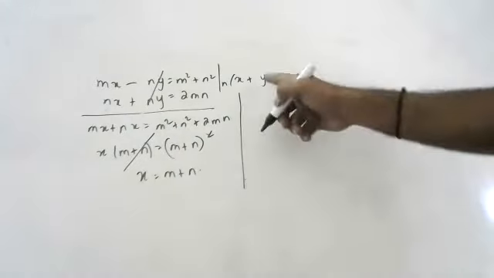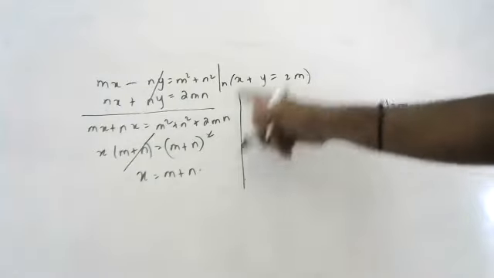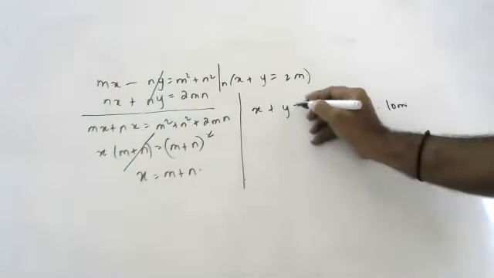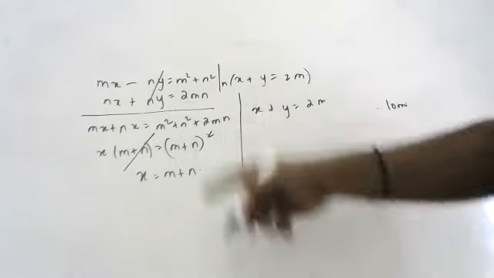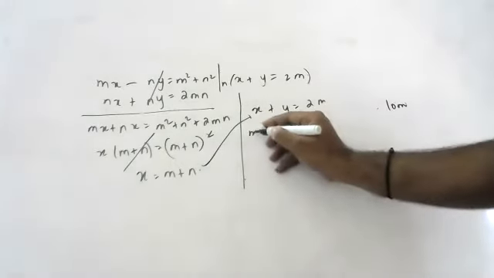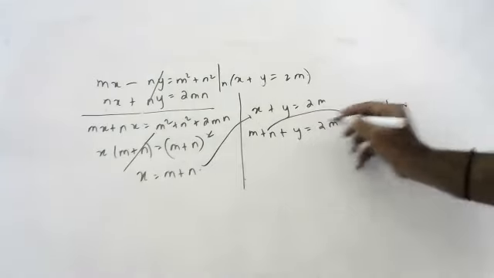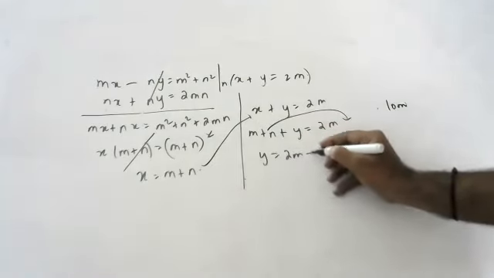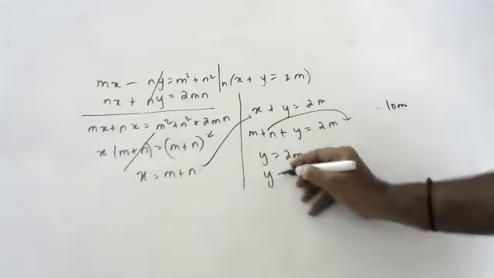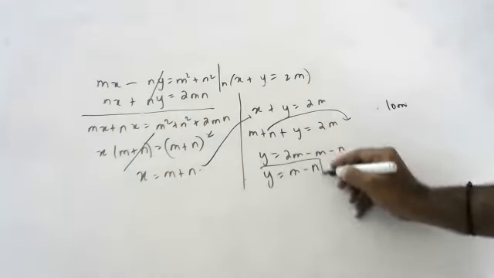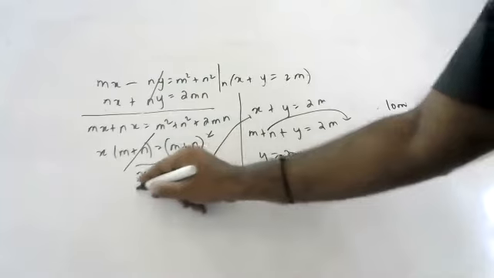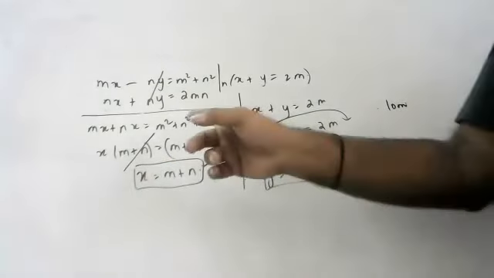Okay. Substitute in this equation. X plus y is equal to 2m is very small. Instead of substituting in the other, put here this one, children. M plus n plus y is equal to 2m. Bring it here. Y is equal to 2m minus m minus n. Y is equal to m minus n. This is the answer. Like this. Shall I show one more question like this, children?